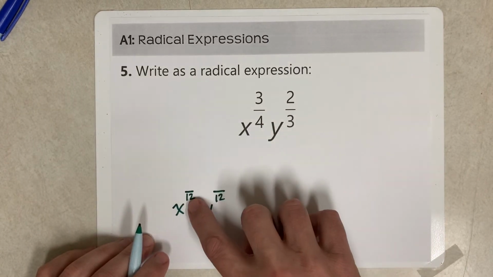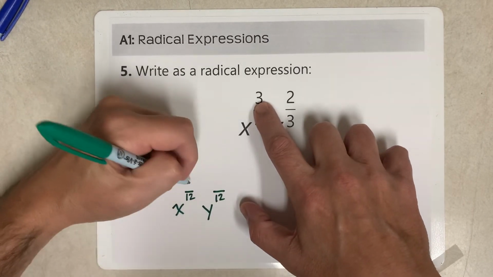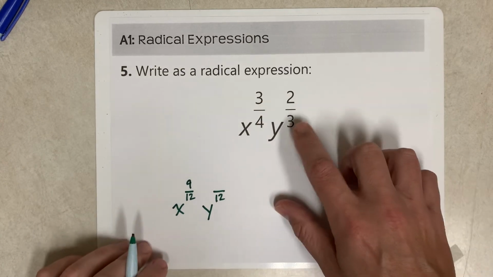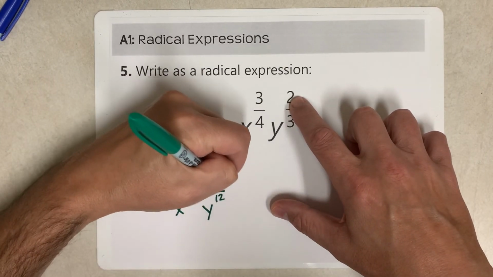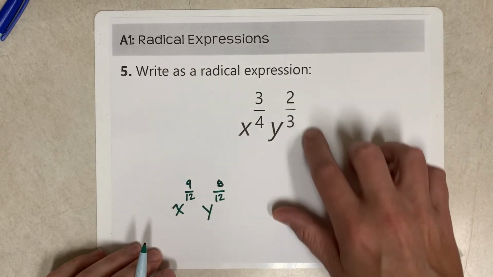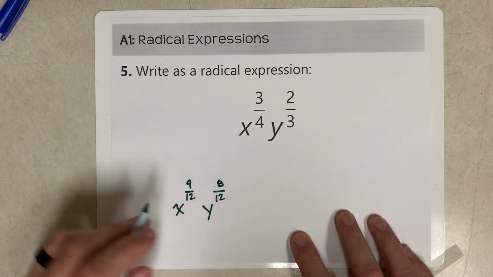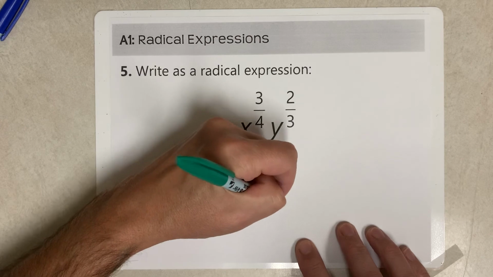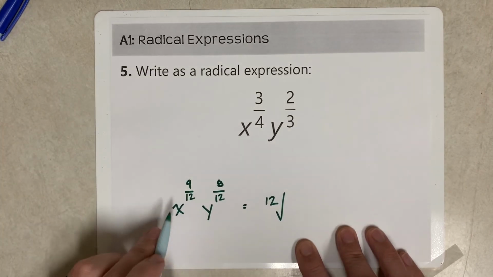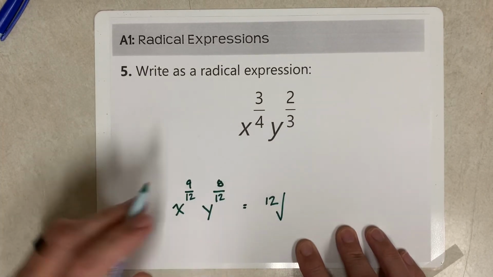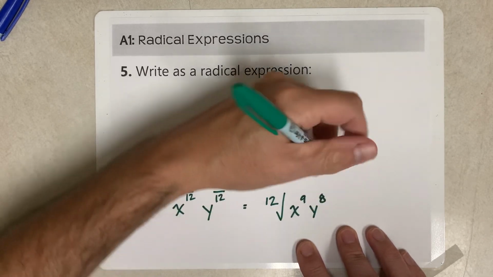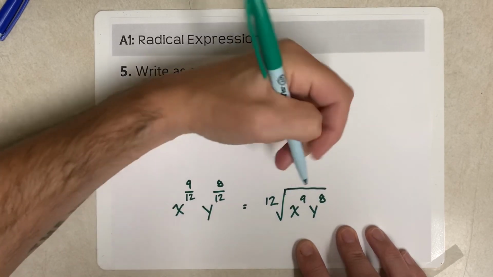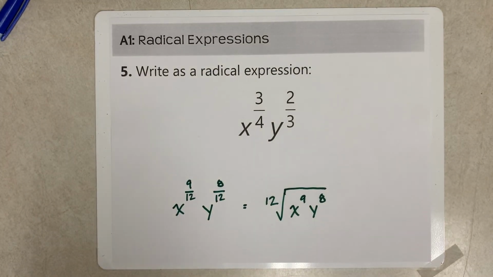4 times 3 is 12. 3 times 3 is 9. 9 goes there. 4 times 3 is 12. 4 times 2 is 8. And 8 over 12 is the same thing as 2/3. Now I have the same denominator. That's going to be my index. I'm going to have x to the 9th, y to the 8th. X to the 9th, y to the 8th. So it looks really complicated, but after you get that common denominator, it's really not.